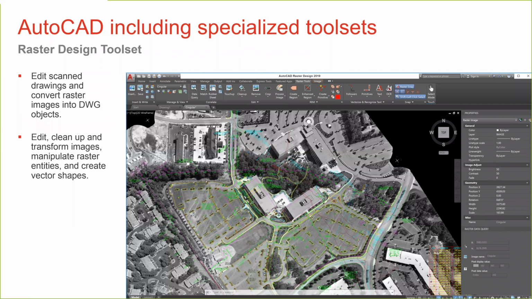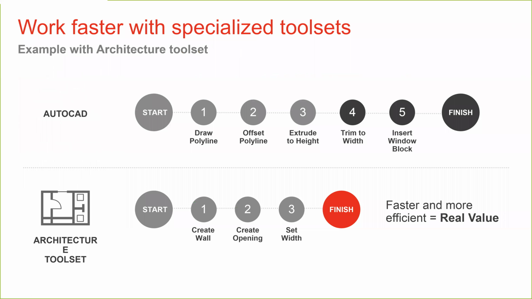Now, we said that these tool sets have a distinct advantage, and we're going to use the architecture tool set as an example. Using the standard AutoCAD, the process of working on this exercise involves 5 distinct steps from start to finish. But when you use the architecture tool set to carry out this task, it is reduced to 3. So you can imagine over the lifetime of a project with such continuous and efficient improvements in the workflow, you save a tremendous amount of time over the lifetime of your project. That's real value.